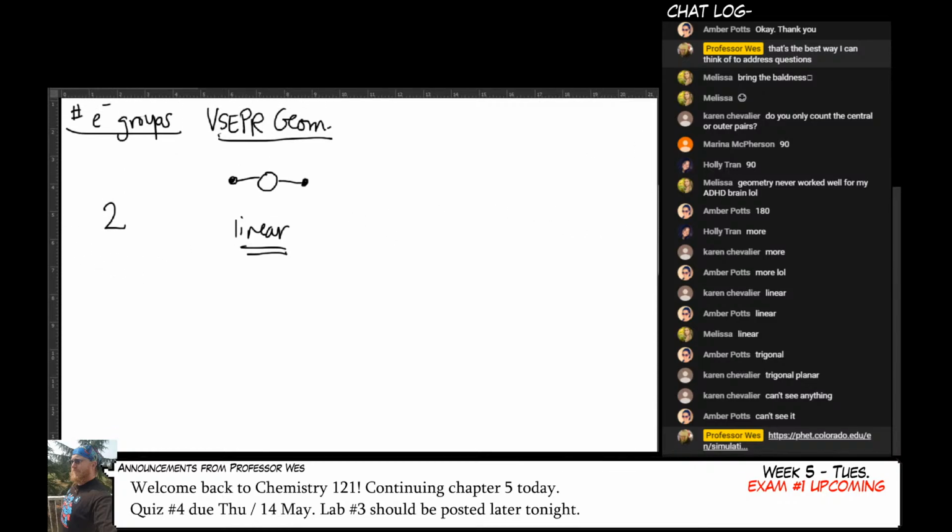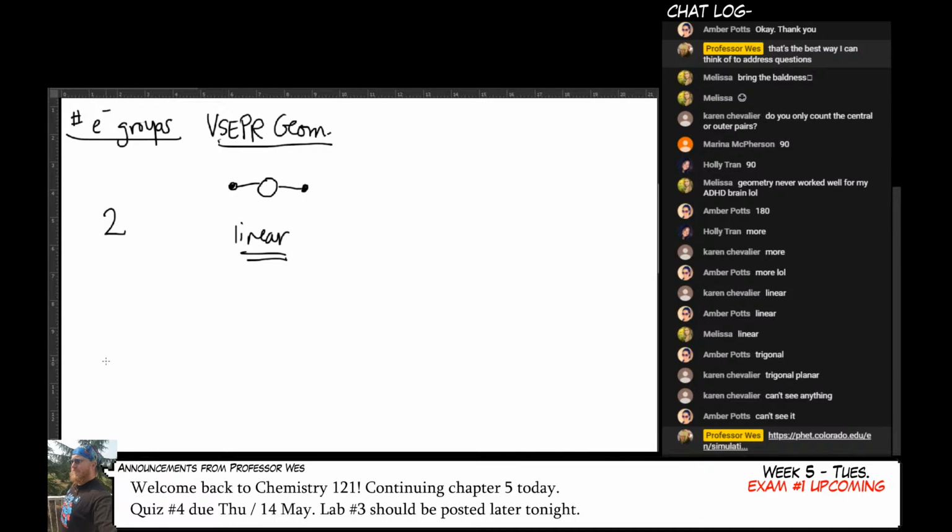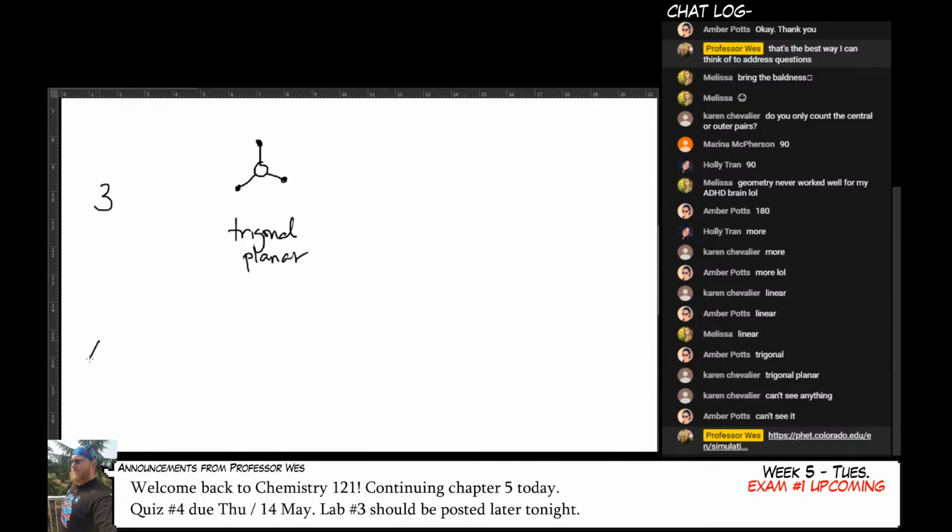Let me try and get the column name up there again. If I have three groups, then here's my central atom, 1, 2, 3. And I'm going to call it trigonal planar. And then finally, if I have 4, central atom, top one, and then I got the 3 bottom ones that look kind of like the base, that's tetrahedral.